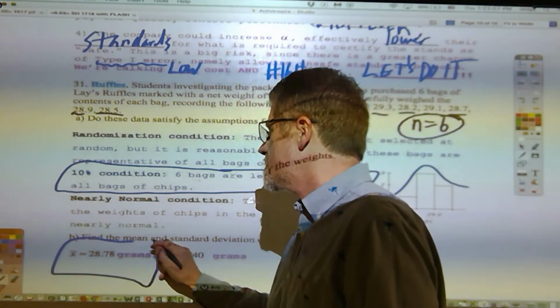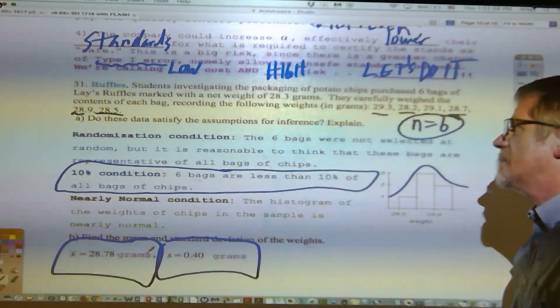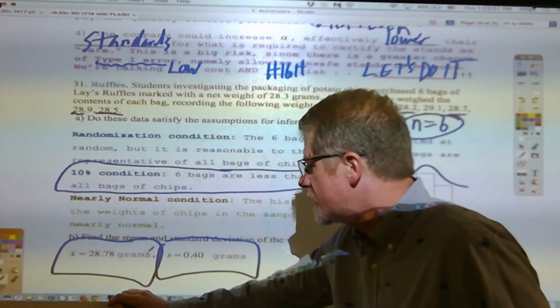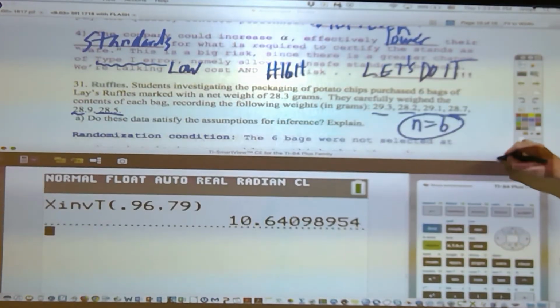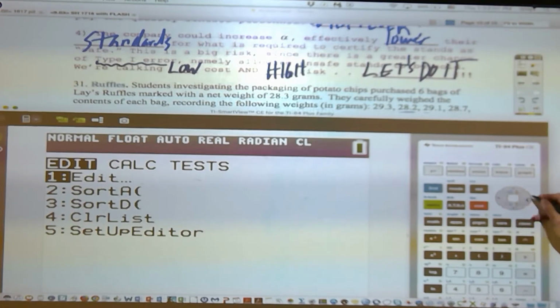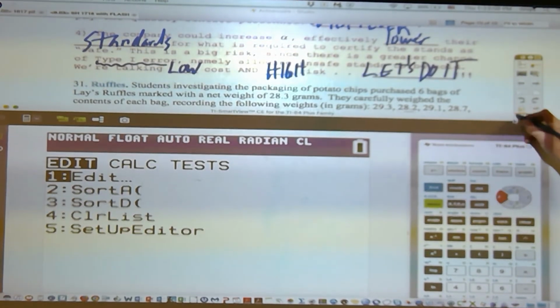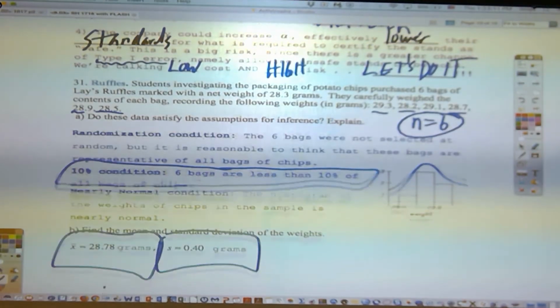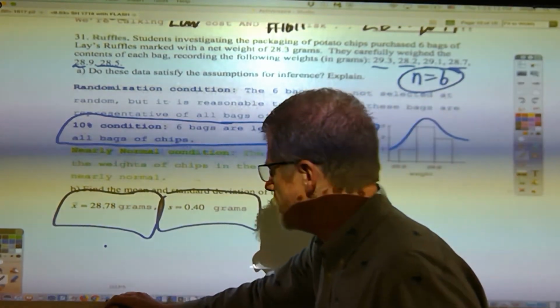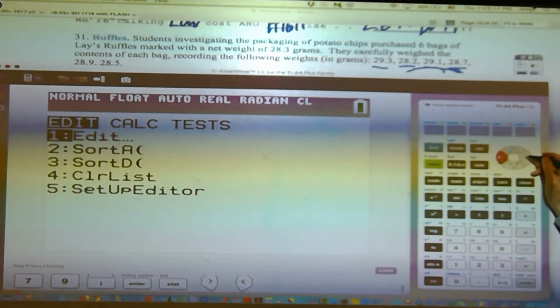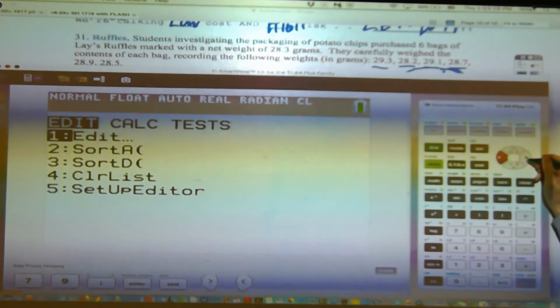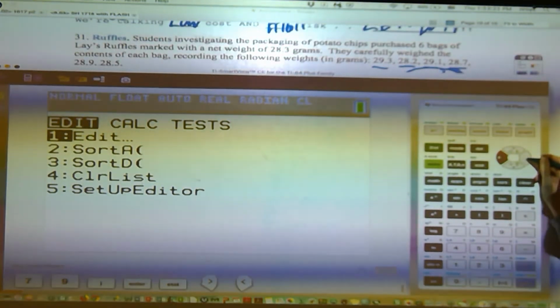Now, let's see how to use a calculator to get the mean and the standard deviation. So, take out your calculators now, and let's go to stat edit and type in these numbers. I'm going to try to get these numbers up toward the top so I can see both at the same time. This is a good example of something that you're going to have to do on next Friday's test.